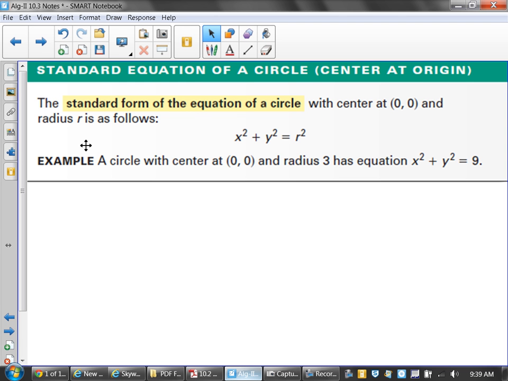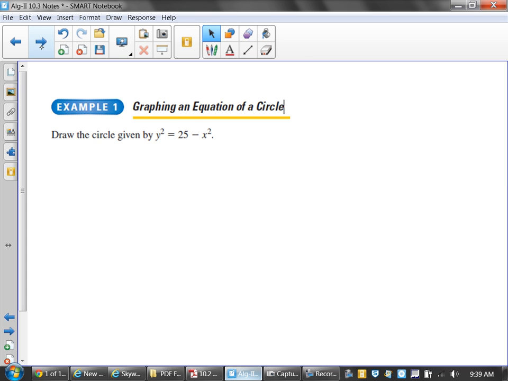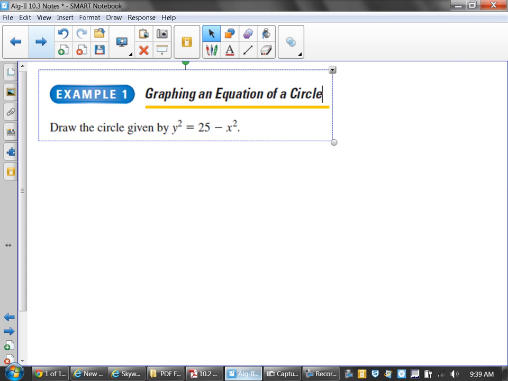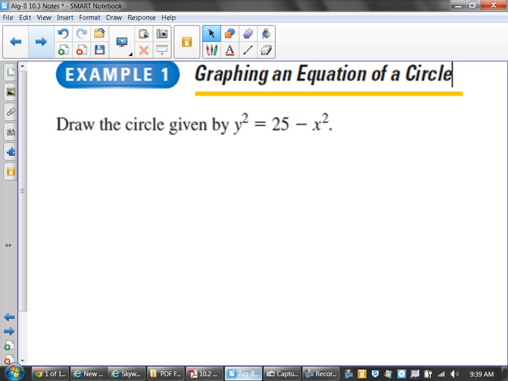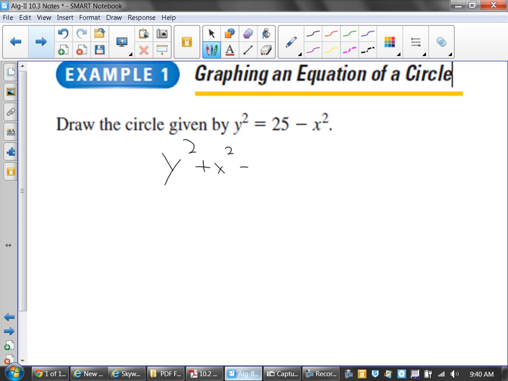X squared plus y squared is r squared. So when we get to graphing a circle equation, I am not even going to bother with graph paper here. If I'm going to graph this, this is going to be really difficult for a lot of you, so stay with me. I have y squared equals 25 minus x squared. It's a circle. What do I have to have on one side? X and Y. I've got to have the x and the y on the same side to make this work. So I'm going to have y squared plus x squared equals 25.